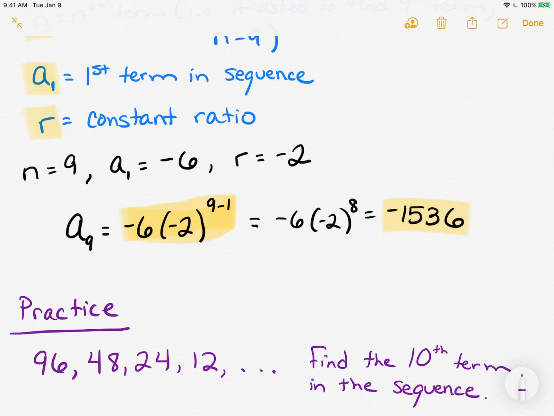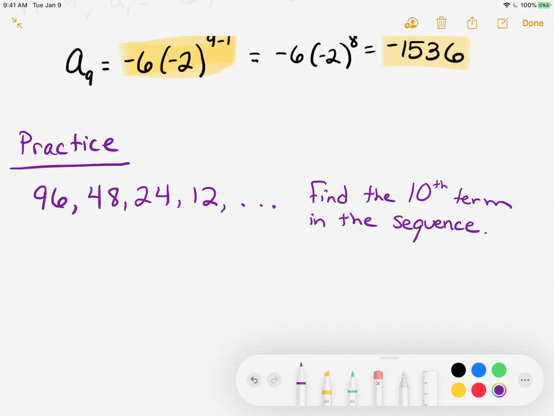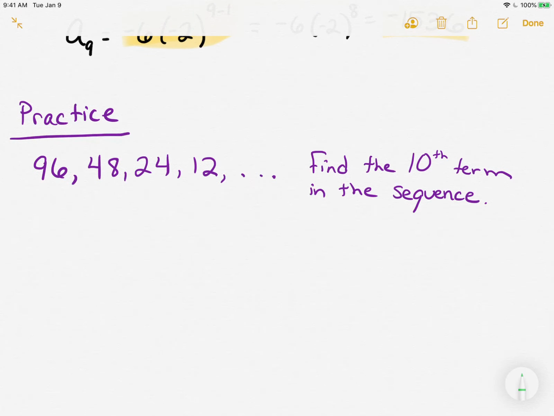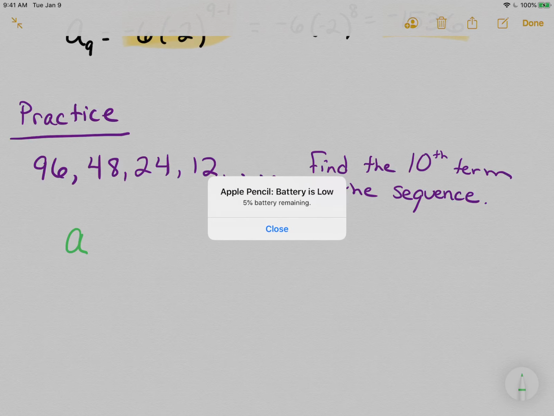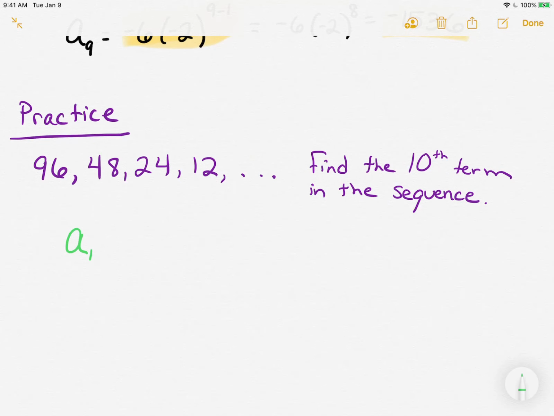Okay, real quick before I stop the video, let's put the answer on here so that Lizzie can check herself. So, Maddie, can you please give me the equation? Quiet, please. We're almost finished. We do a sub 10 because we want the 10th term. Okay, 96 times 1/2 to the power of 10 minus 1. And you can type that whole thing in the calculator just like that, and the answer will be 0.1875.